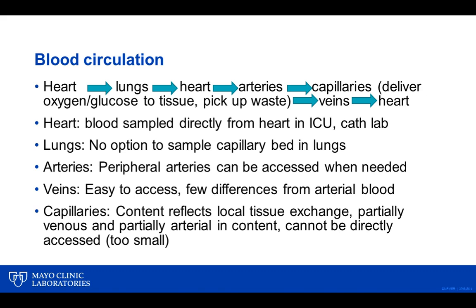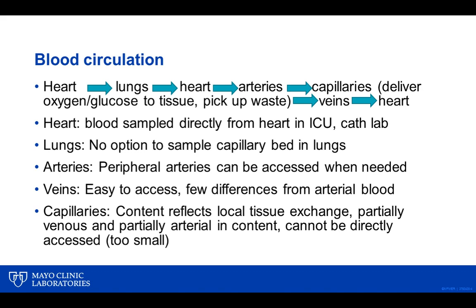Most of our testing is done in the veins. Veins are easy to access, and with very few differences, such as lactate in some situations, ammonia in some situations, and partial pressure of oxygen, the major one where PO2 of venous and arterial blood differs and has different use cases, veins are preferred because they're easy to access, and for the most part physiologically the concentration in a vein is similar to an artery.